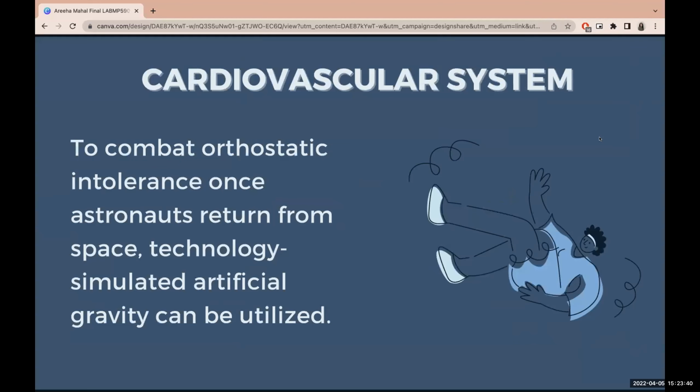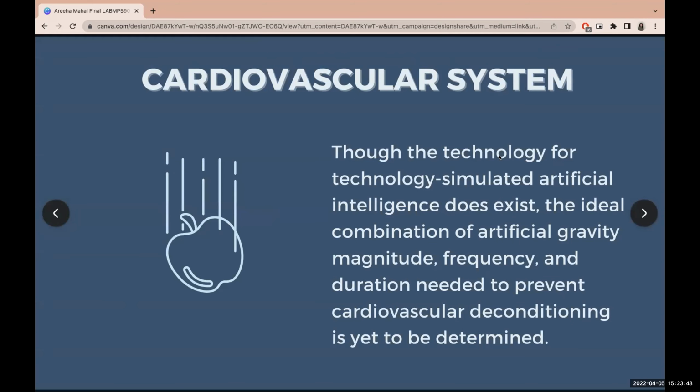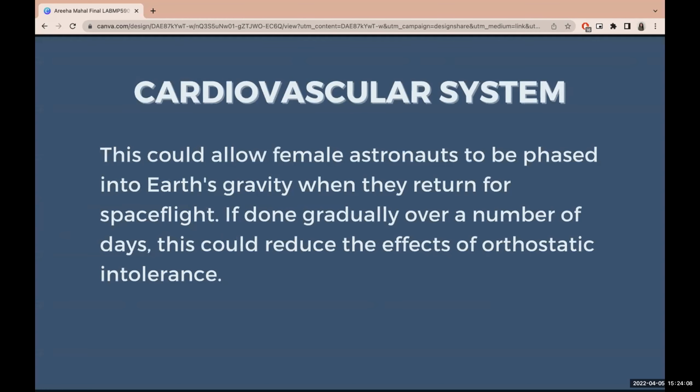So to combat this higher risk, technology simulated artificial gravity could be utilized. This is not exactly a new technology, but what researchers are currently working on is finding the ideal combination of artificial gravity magnitude, frequency, and duration needed to prevent cardiovascular deconditioning. They're still working on what the right combination of these factors is, but this could allow female astronauts to be phased into Earth's gravity when they return from spaceflight. And if this is done gradually over a number of days, this could reduce the effects of orthostatic intolerance.